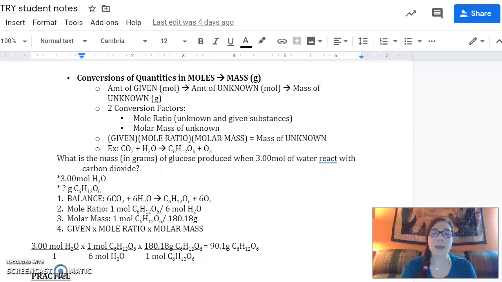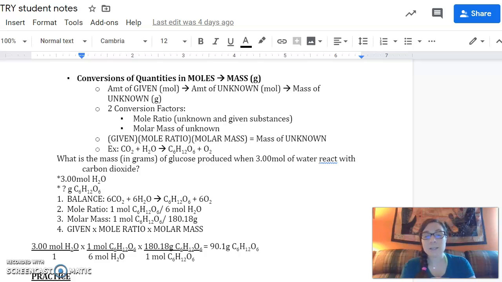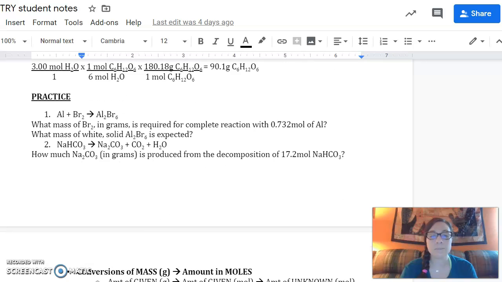And then here we have mass and moles combined. So we're starting with moles of one substance, we're converting it to moles of something else, and then converting that mole value into mass. So we're given 3 moles of water to start with, and we're asked to find the mass of glucose. And so that requires us to use first a mole ratio step and then a molar mass to convert moles to grams.